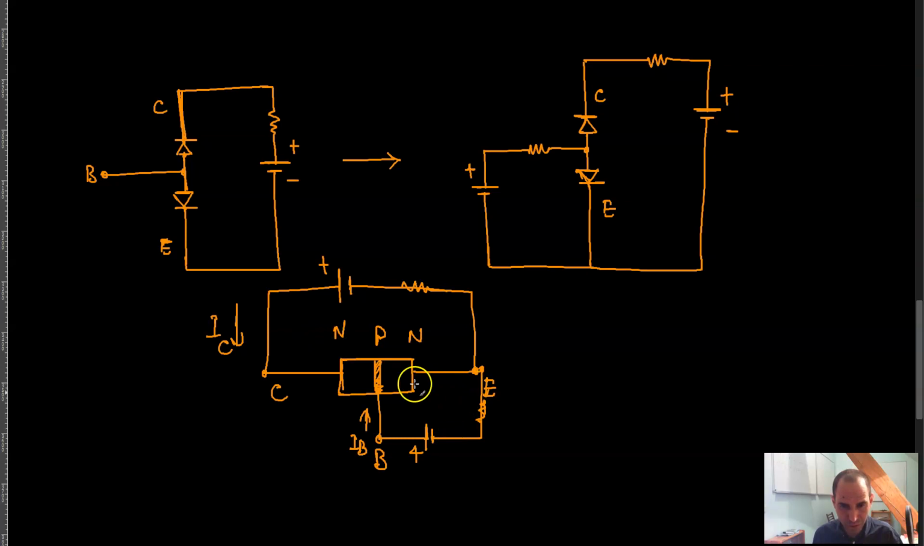That means that whenever the base current is flowing in the circuit, the collector current can actually flow in the circuit. Since the base current, I of B, is going in this direction, the collector current, I of C, can go in that direction.